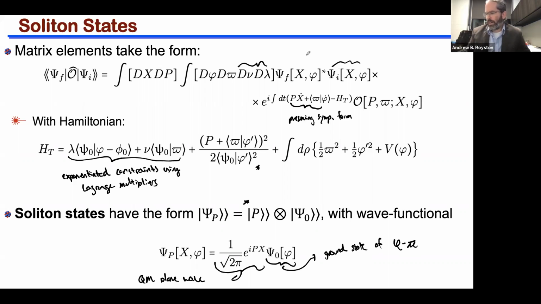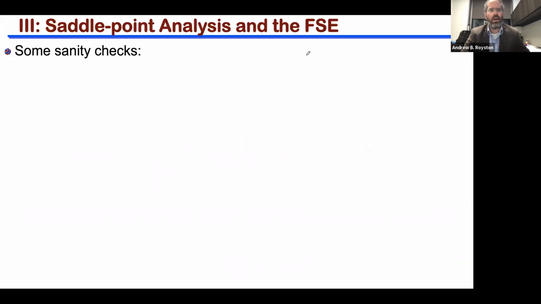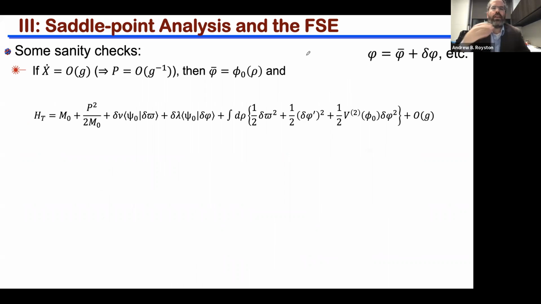Before we do that, since things get pretty hairy here, let's take a step back and do some sanity checks. So let's look at a few different special cases. The first case is the adiabatic regime. If we assume that the collective coordinate velocity x dot is small, and here I'm going to tie its smallness to my expansion parameter g, then we can do the following.